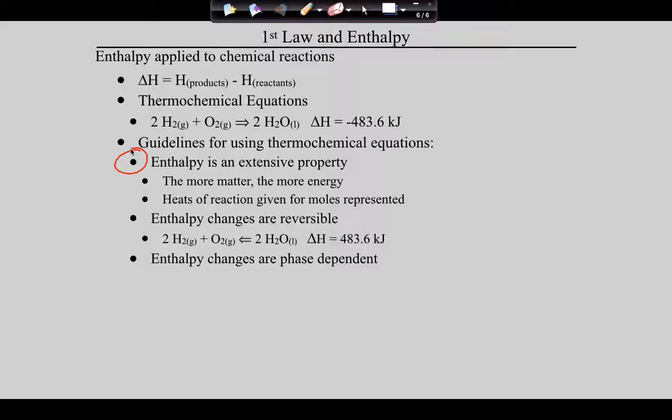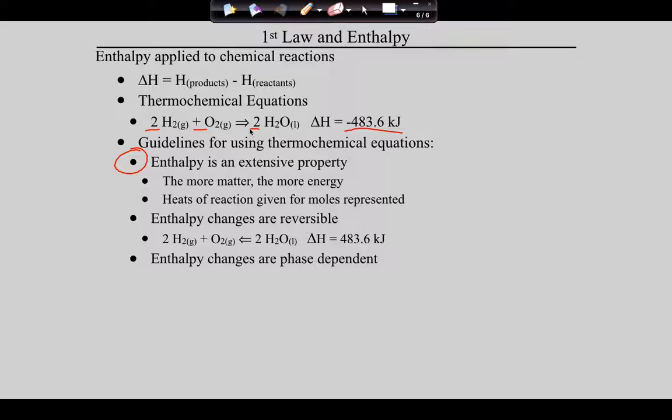So guys, idea number 1 is this. This is what is called, and I've been open with you, I don't remember the difference between extensive and intensive, but enthalpy is extensive. What that means is the more stuff you burn, the more energy you give off, right? We talked about the idea that 480 kilojoules is released when you burn 2 moles of hydrogen and 1 mole of oxygen to get 2 moles of water. So the reactions are given, the energies given are for moles as represented.